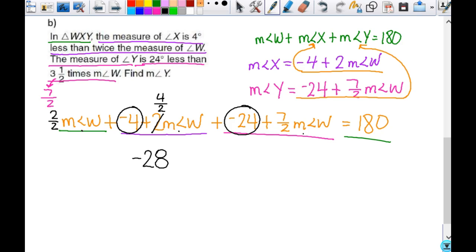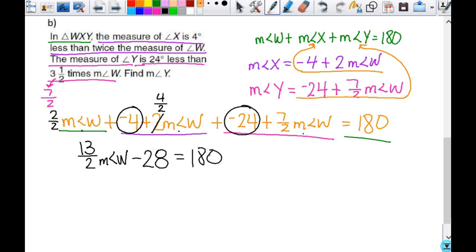Do I add up all the denominators and get 6? No. Okay, the denominator is still going to be 2. So I have something over 2 times the measure of angle W. So this is 2 plus 4 is 6, plus 7 more gives me 13. So I get 13/2 times the measure of angle W minus 28. Everybody with me? Okay, what else do I need to write there? Equals 180. Don't lose the fact that you have an equation. Things always look way worse than they really are, okay? If they look bad at all.